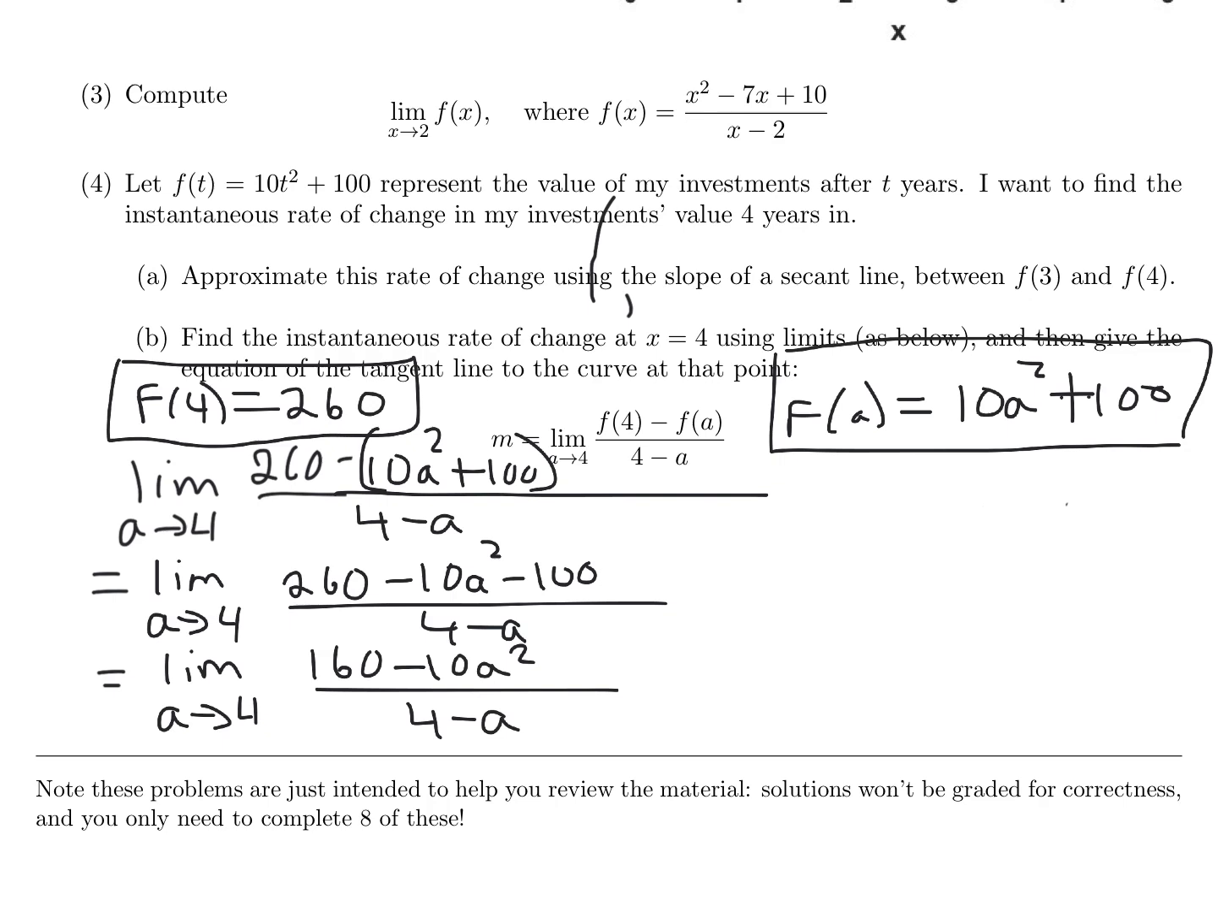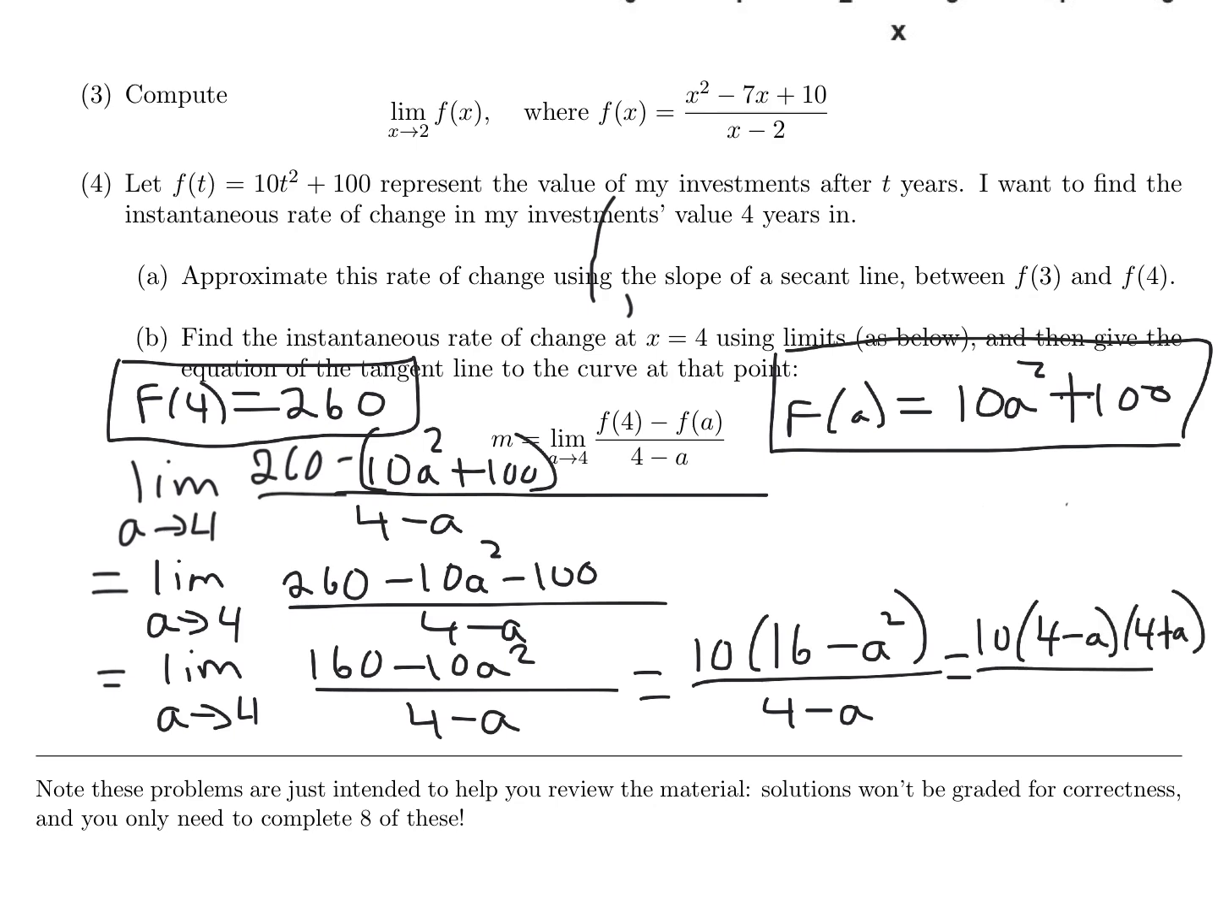And then when I work that down, I end up with the limit as a approaches 4 of 160 minus 10a squared over 4 minus a. If I do some factoring here, I could take a 10 out. And what I would have left would be 16 minus a squared, and I have 4 minus a on the bottom. So if I factor this as a difference of squares, it's 4 minus a times 4 plus a. And that's exactly what we're looking for because we have 4 minus a on the bottom as well. So those can cross out.